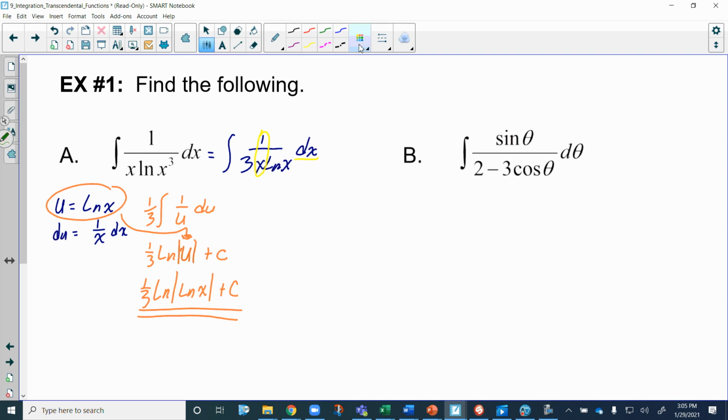This one, there's really not much in the way of anything that I want to rewrite, like I did in the first example. But again, look for something in the problem that if you take the derivative of it, you will find it somewhere else in the integrand. And a lot of times when we have ratios like this, it's a good idea to start looking at the denominator to think of that as u.